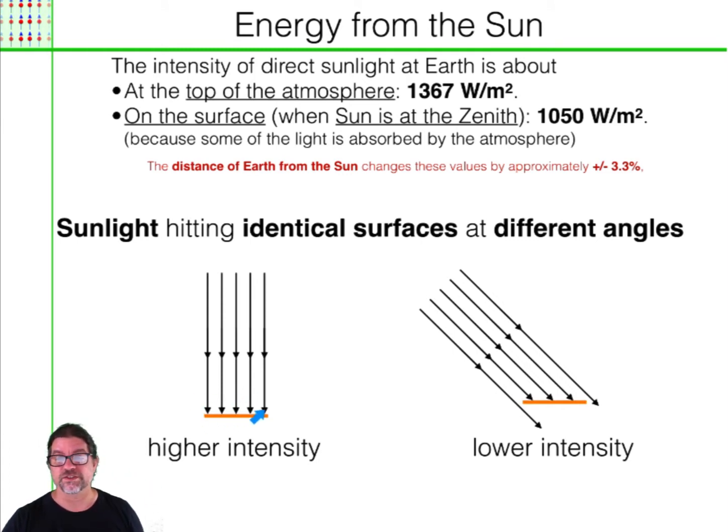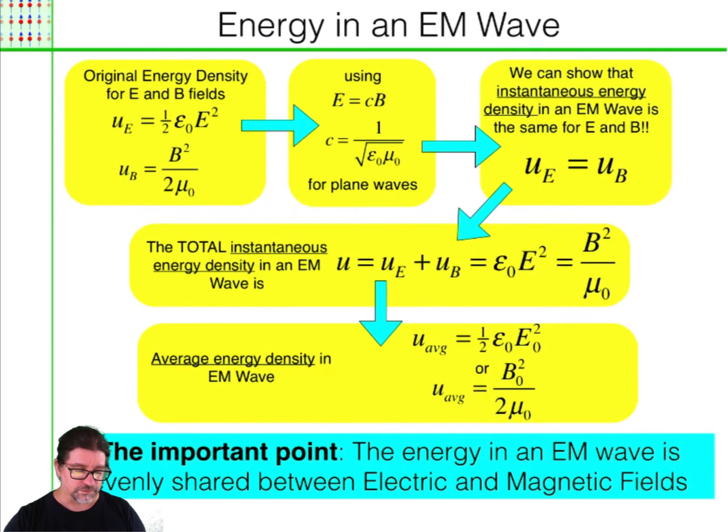All 5 rays from this Sun would hit that area, but that same area at an angle, only, let's say, 3 out of those 5 rays would hit it. So the energy would be spread out. And something we've seen in the past is the energy density.